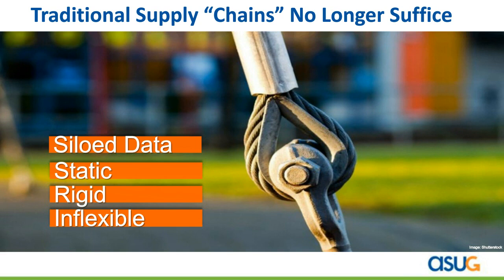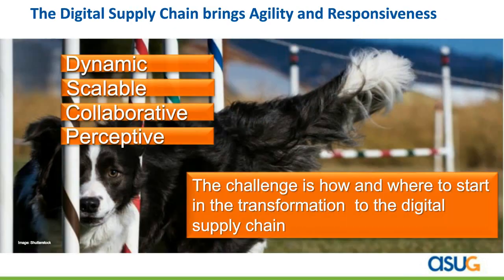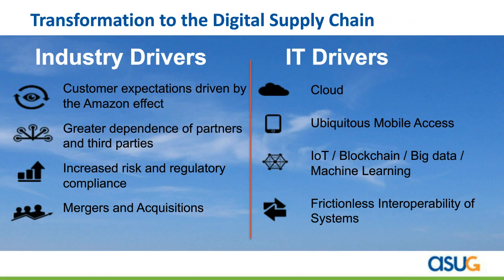In the new world of the digital supply chain, what we really need is the ability to have solutions that are dynamic, that are scalable, that allow you to collaborate with your customers, and that are perceptive. What I mean by perceptive is being able to look at what is going on across your solutions and across your supply chain and be able to make decisions based upon the activities of not only what's going on within your supply chain, but what's going on with your partner's supply chain as well. There are many different drivers that we see in the industry today that are really important in transforming to the digital supply chain.